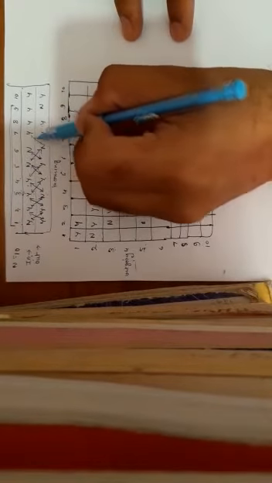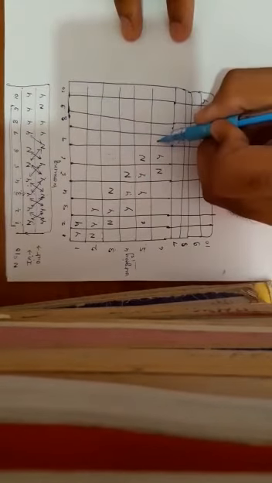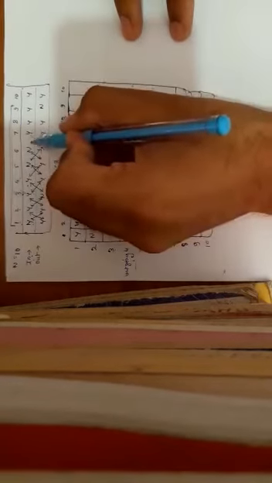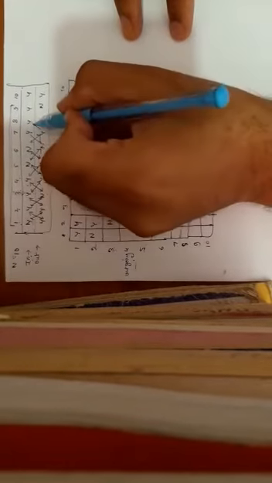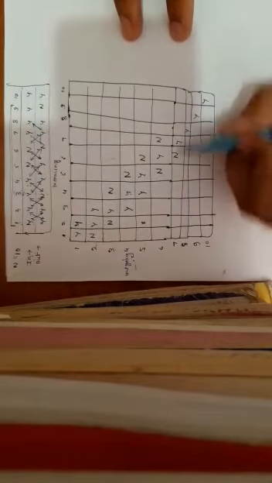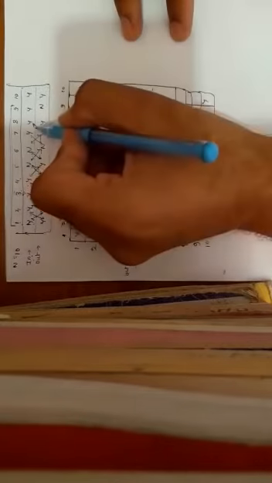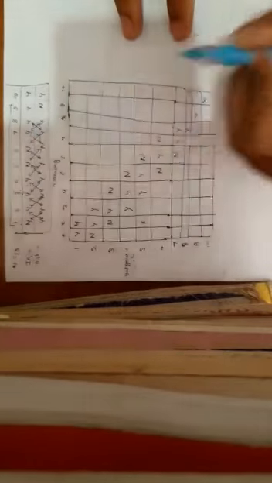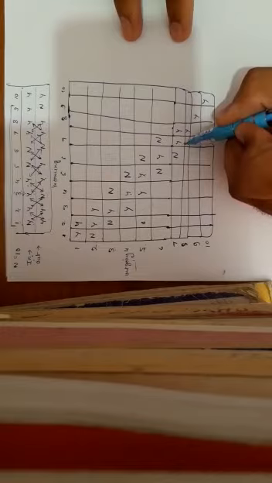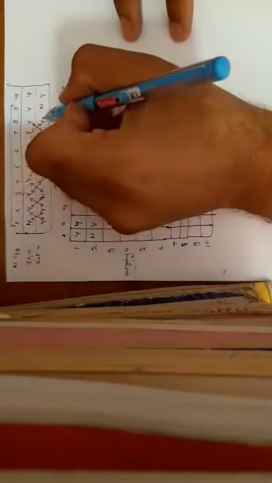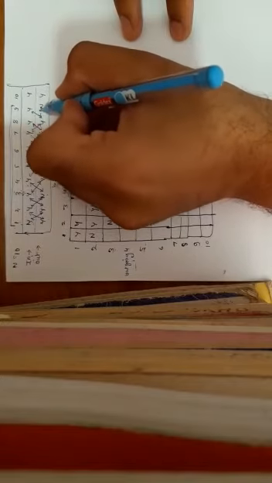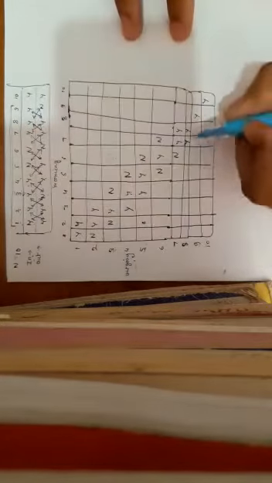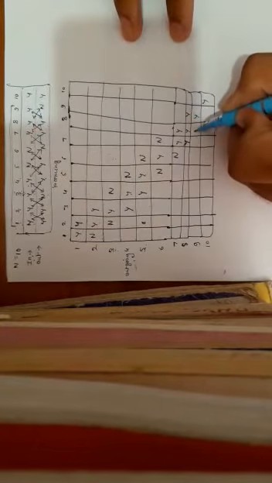From 6 to 7 is no, and 7 to 6 is also no. 7 to 8 is yes, and 8 to 7 is also yes. Then 8 to 9 is yes and 9 to 8 is no. So 8 to 9 is yes, 9 to 8 is no.